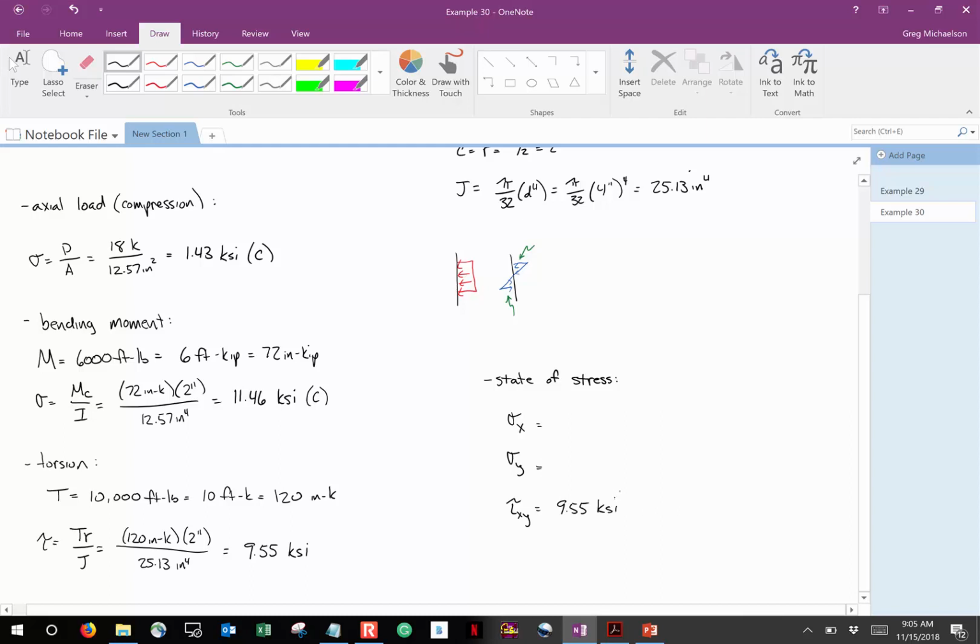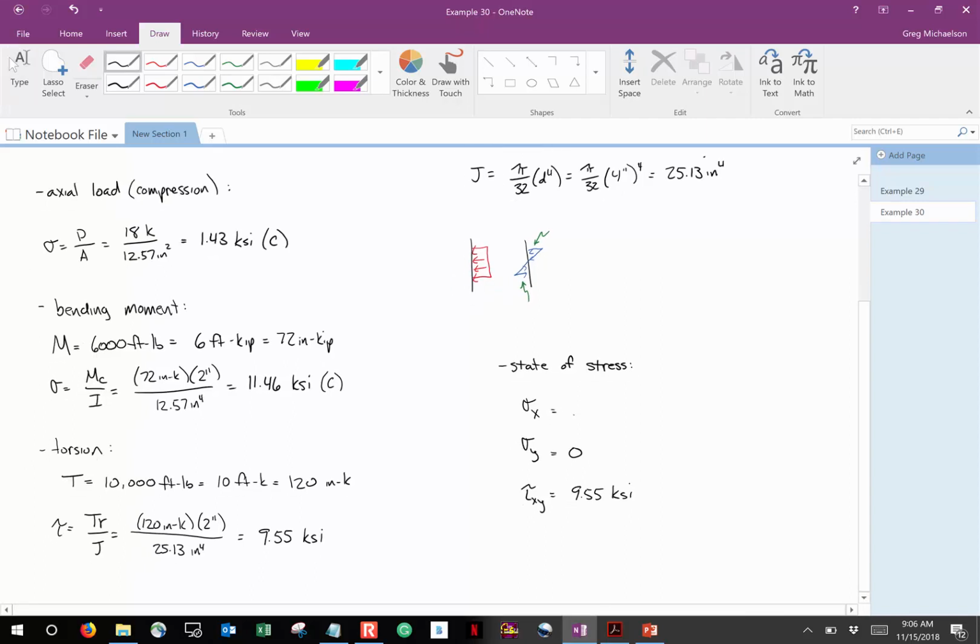As for the sigma x and the sigma y, we have two sigmas. What do we do with them? Well, they're both acting in the same direction. The sigma from the axial load is acting in compression, and the bending moment stress is acting in either compression or tension, but they're both acting along the same axis. So I propose that one of these is going to be 0, and the other is just going to be summing these two values up. So this is 1.43 ksi plus 11.46 ksi, which is 12.89.